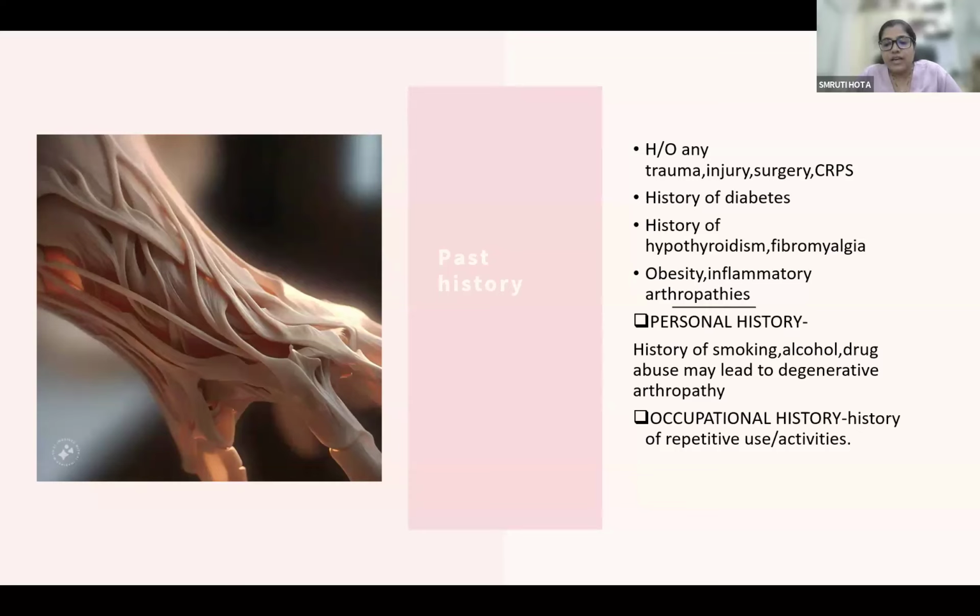significance. Then coming to occupational history, like history of repetitive use or activities. This history may suggest some tendinitis like tennis elbow, golfer's elbow. This is very common in those patients who are involved in some repetitive activities.